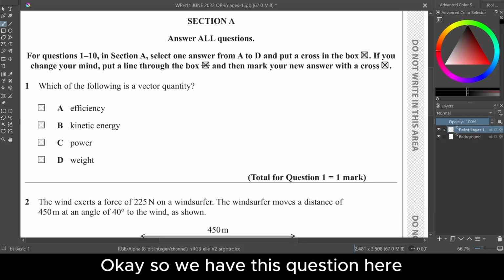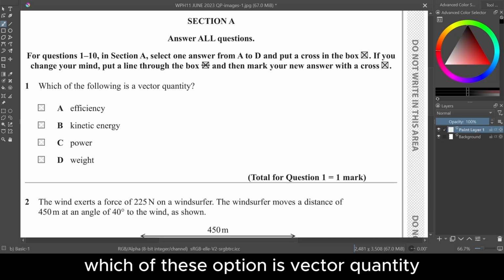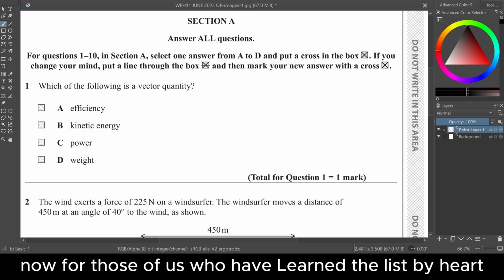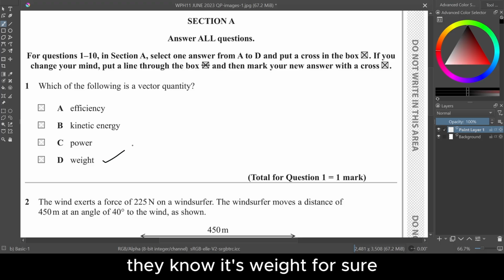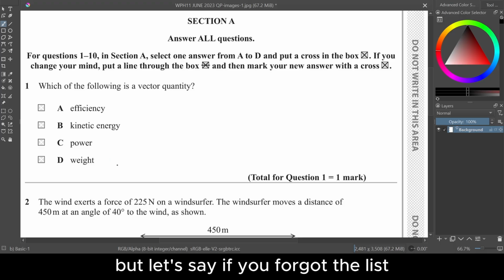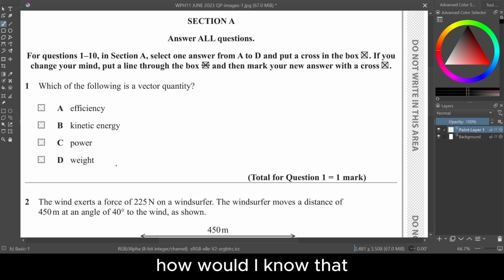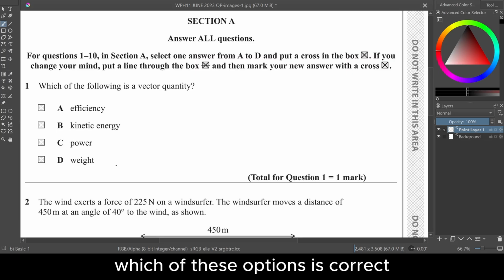Okay, so we have this question here. It is asking us which of these options is a vector quantity. Now, for those of us who have learned the list by heart, they know it's weight for sure. But let's say you forgot the list, or you haven't learned it, how would I know which of these options is correct?